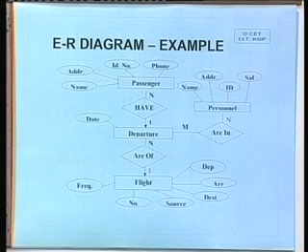Fine. So, this is our entity relationship diagram, and how do we design a database out of the entity relationship diagram? Very simple, each entity will be a table, each relationship will be a table, but before doing it we have to do a little bit of analysis. What is that little bit of analysis?